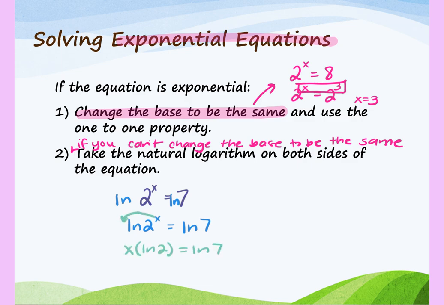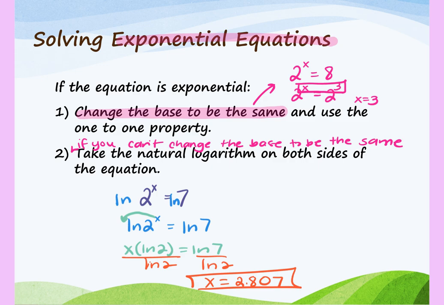And then I would solve for x by dividing both sides by ln of 2. And then in the calculator, I would divide ln of 7, closing my parentheses, divided by ln of 2. And you get 2.807 if we rounded to 3 decimal places.